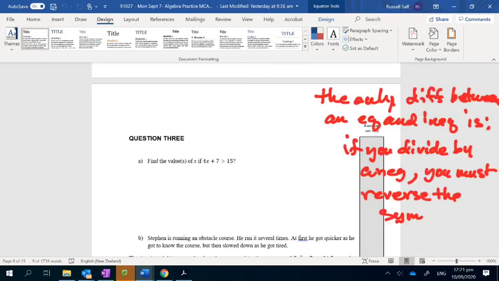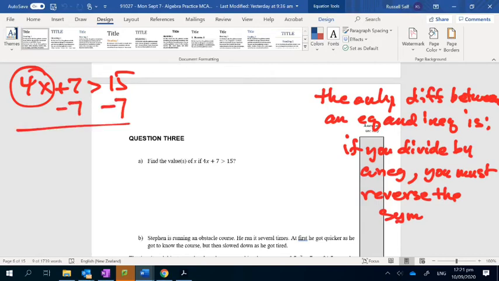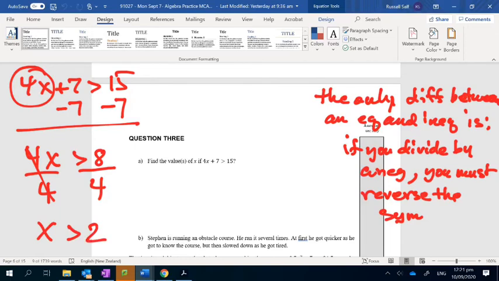I got this. So just treat it like an equation. We have 4x plus 7 is greater than 15. I've got to get the x by itself. So what do I need to move first? Take away the 7 from both sides. That gives me 4x is greater than what? 8. Divide both sides by what? 4. Am I dividing by a negative 4?